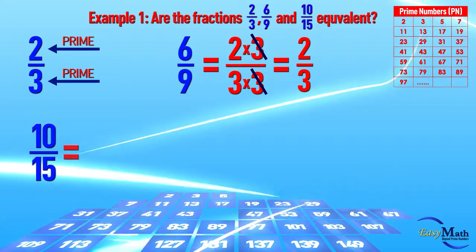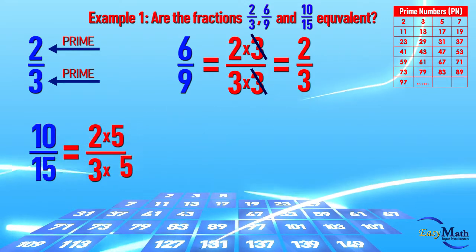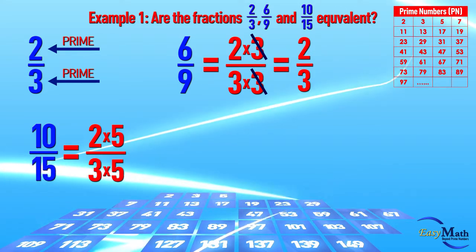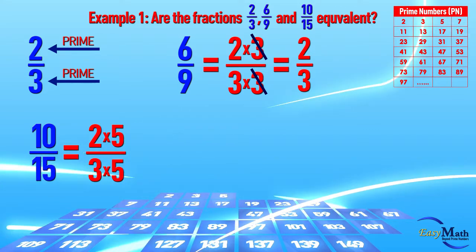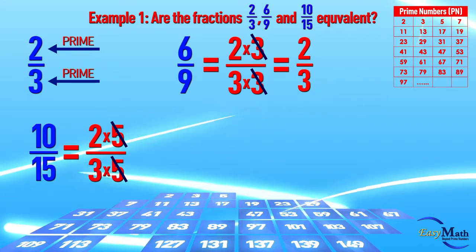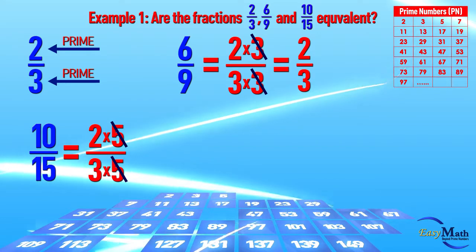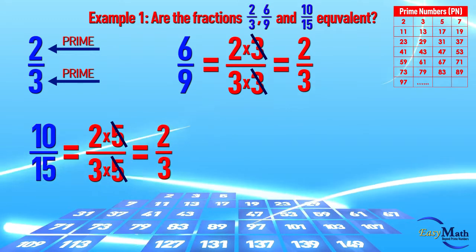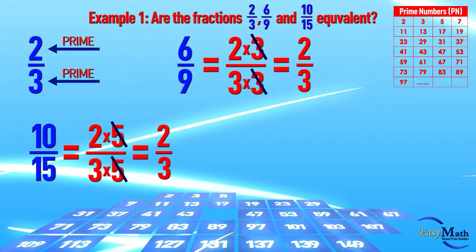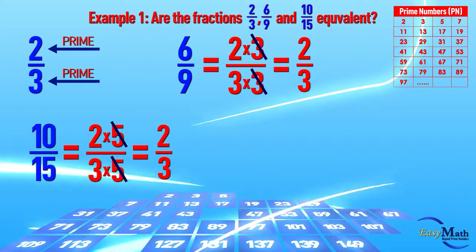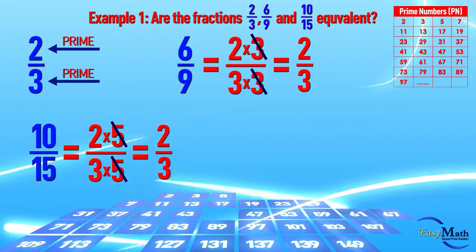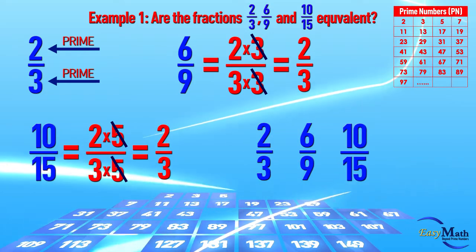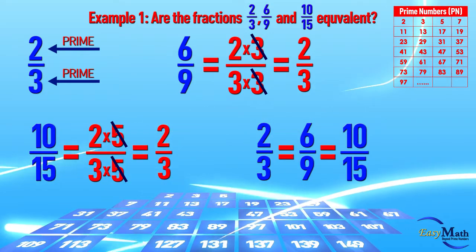10/15 can be represented as 2 times 5 over 3 times 5. Cancel out common factors, 5's. So the fraction 10/15 is equal to 2/3. Each fraction is equal to 2/3, hence the fractions 2/3, 6/9, and 10/15 are equivalent.